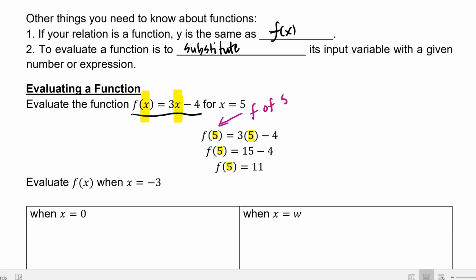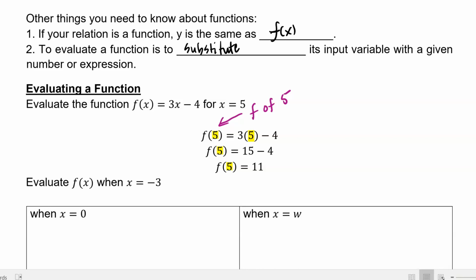f of 5 equals 3 times 5 minus 4. 3 times 5 is 15, and 15 minus 4 is 11. So f of 5 equals 11. Simple as that. All we did was make a substitution. For every x in that equation, we substituted it with 5. So our input was 5. That's what we plugged in, and our output is 11.